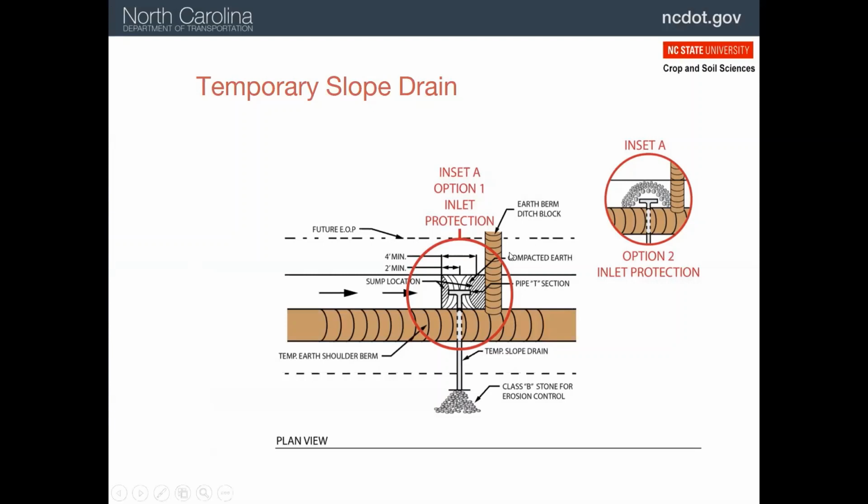Another feature is a sump, or a hole that's been dug. This pools the water and helps to drop out the heavy sediment before the water gets into the slope drain. Insert A shows another option, which is the most common inlet protection system, consisting of a ring of rock with a cover of gravel. This also pools the water briefly to drop out the heavy sediment. We don't want this slope drain to get filled with sediment.